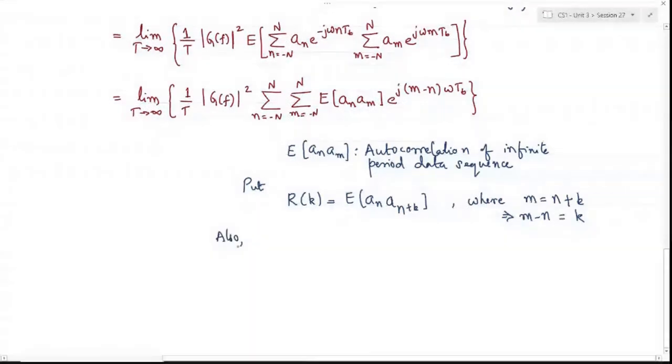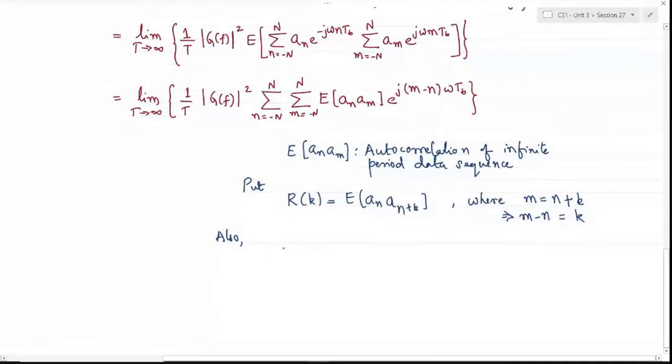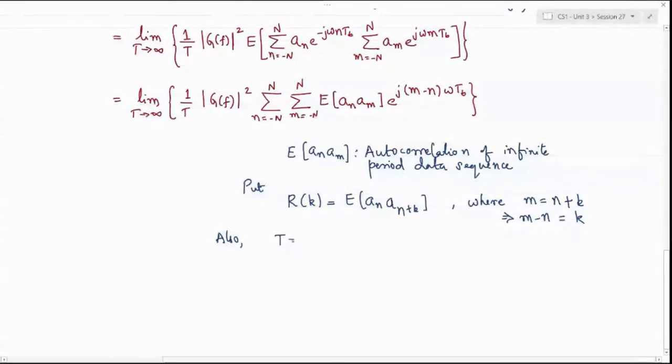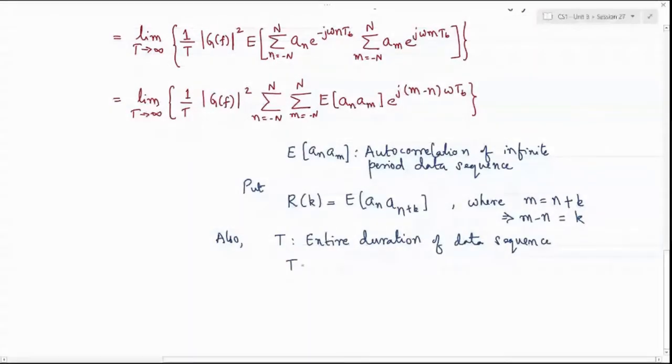Also I see that T is tending to infinity. T is nothing but the entire duration of the data sequence, or the input sequence, which can be written as, as you have seen, running from minus N to plus N.